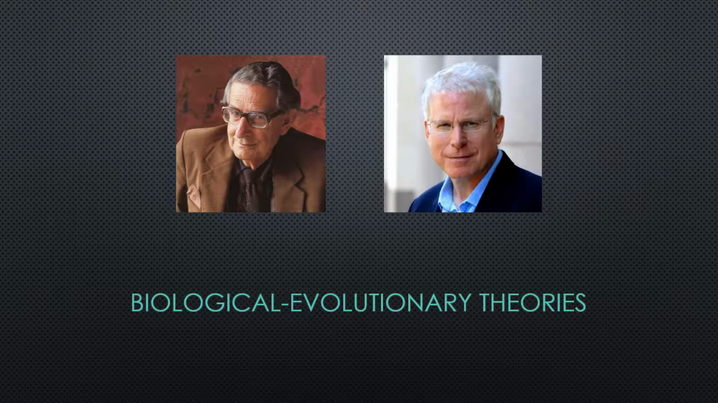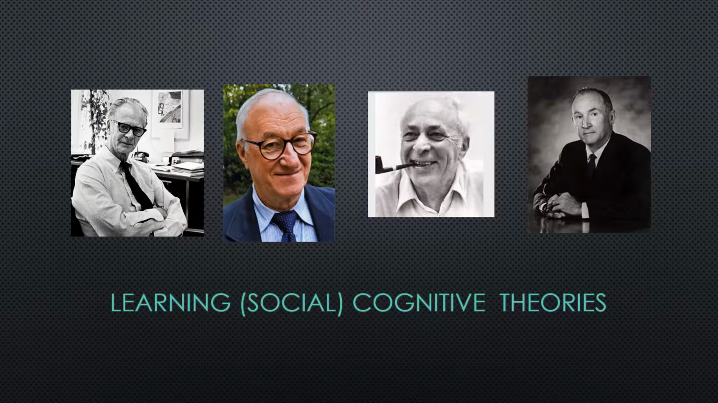Biological evolutionary theories. The theorists in this were Eysenck and Buss. Their focus was on genetics, neurological factors and systems, and how those systems and genetics interact with nature and their environments. Learning or social cognitive theories. The theorists in this category were Skinner, Bandura, Rotter, Mischel, and Kelly. Their focus was on traits or learned behaviors that were either developed by reinforcement or by punishment.